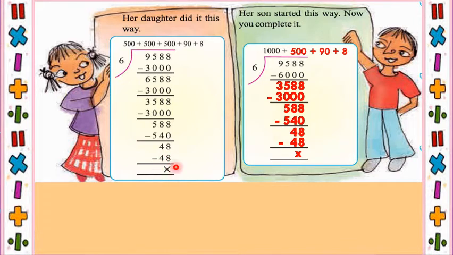Dolma's son calculated this way. Now you are supposed to complete it. 6,000 is 6,000. Find the difference. It is 3,588. 6 500s is 3,000. Find the difference. It is 588. 6 90s is 540. Difference is 48. Then 6 8s is 48. So the remainder becomes 0.